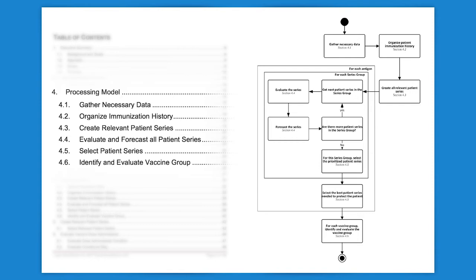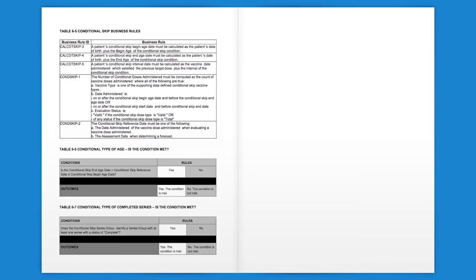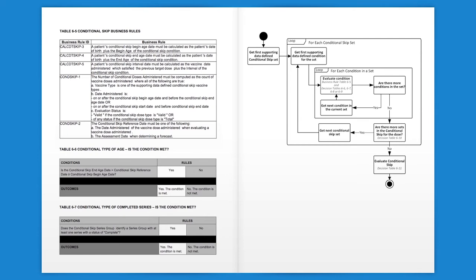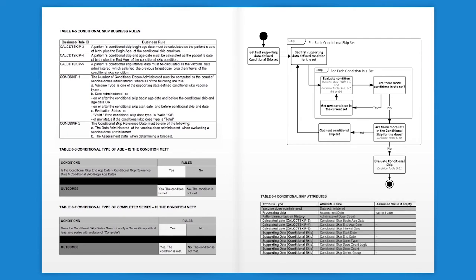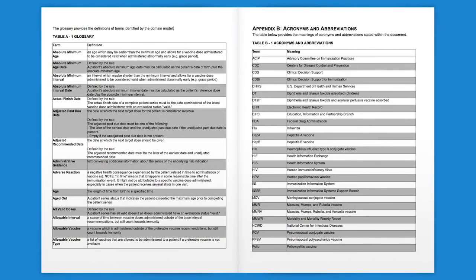The processing model consists of the following steps: gather necessary data, organize immunization history, create relevant patient series, evaluate and forecast all patient series, select patient series, and identify and evaluate vaccine group. For each step in the process, the logic specification provides relevant business rules, decision tables, activity diagrams, and references to the supporting data. You will also find glossaries and acronyms and abbreviations.